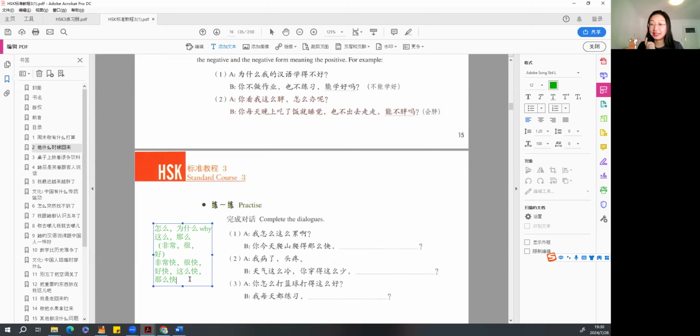For example, you can also say 漂亮. What's the meaning of 漂亮? 漂亮 means beautiful, pretty, right? So we can say 非常漂亮 very pretty, 很漂亮 very pretty, 好漂亮 very pretty, 这么漂亮 very pretty, 那么漂亮 very pretty.